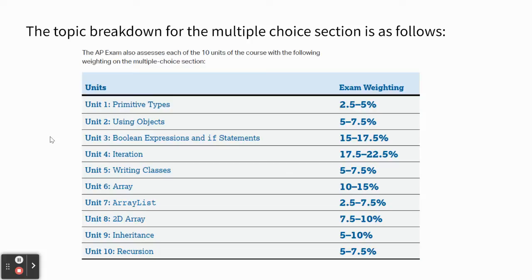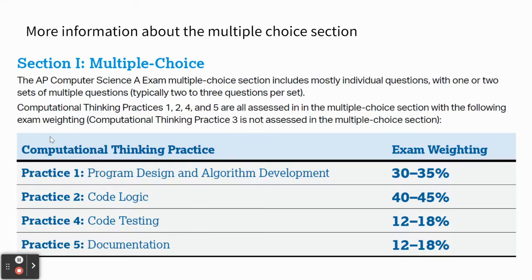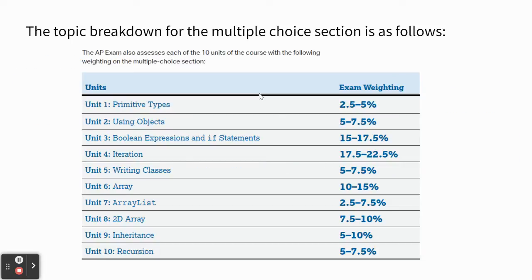And Boolean if statements, there's a big chunk, 15% of the questions. That's you being able to read through code on the multiple choice and saying, okay, here's what the output would be, or here's what's wrong with this code. Iteration, that's looping, so for loops, enhanced for loops, while loops. Writing classes, a little bit, like 5-7% on the multiple choice. Most of them are individual questions, but there's 1 or 2 sets of multiple questions all dealing with the same thing. They might give you a class and then give you 3 questions about that class, so you have to keep referring back.